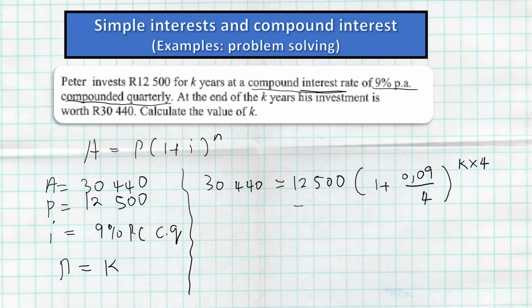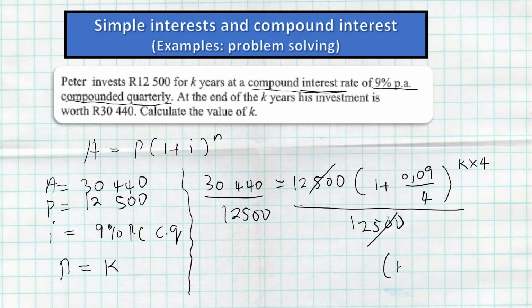I think to do this, we're going to divide both sides by 12,500 first. So divide both sides by 12,500. This one cancels out this one. So we'll be left with 1 plus 0.09 divided by 4, to the power 4K, is equal to 30,440 divided by 12,500 on your calculator. It will give you 2.4352.